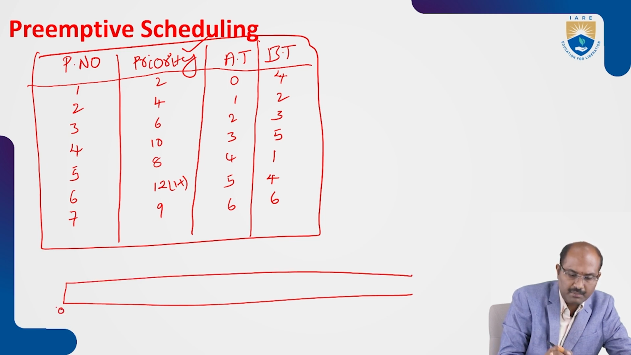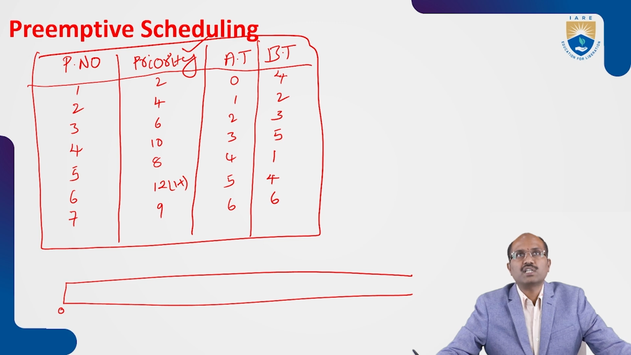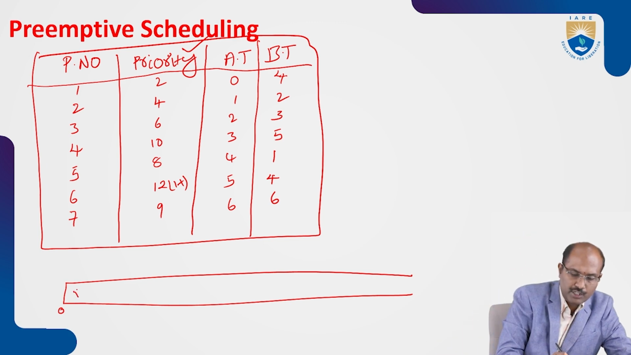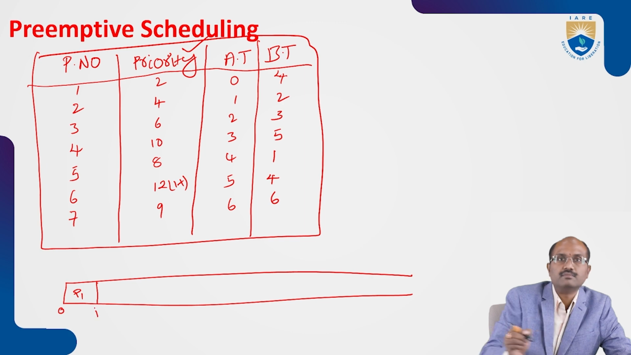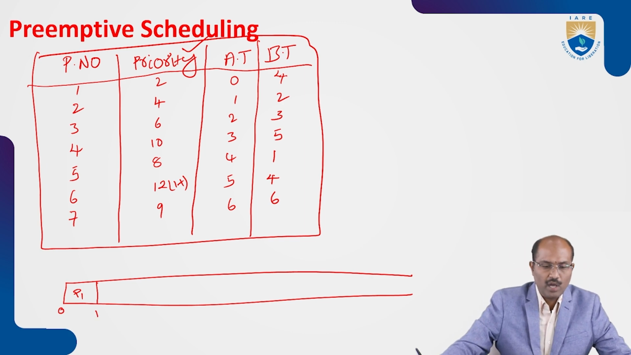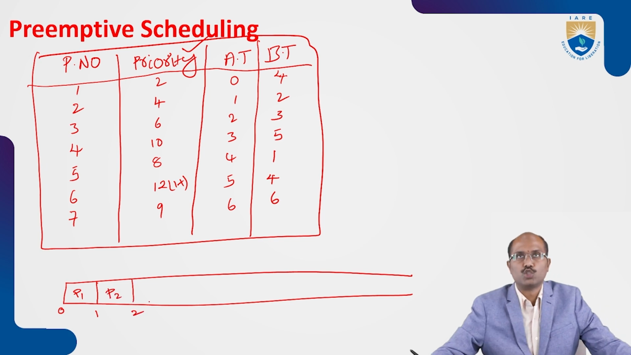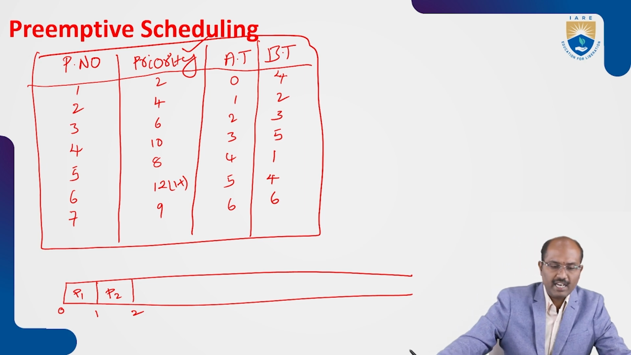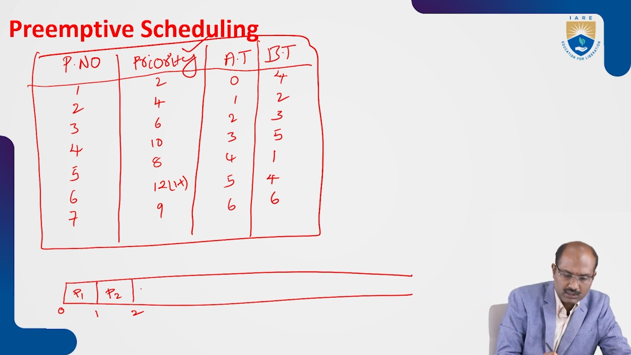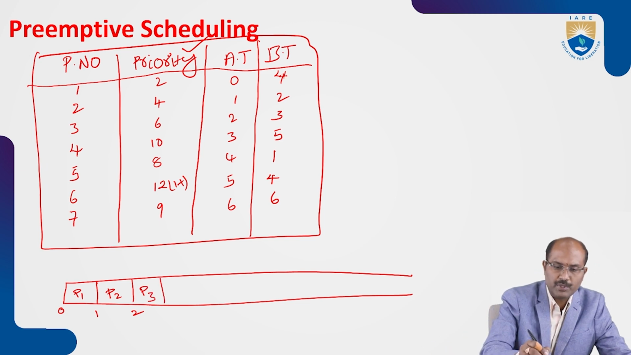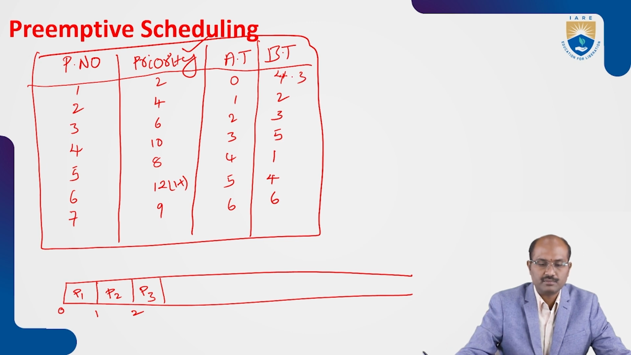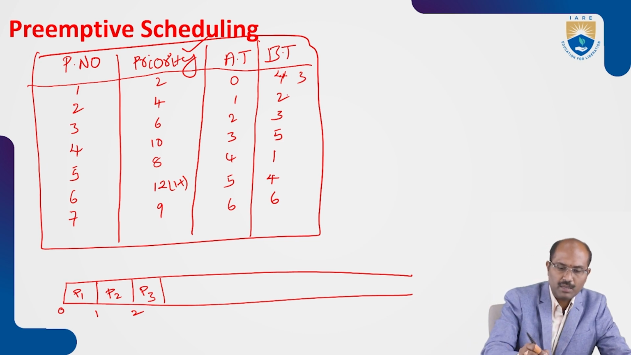At arrival time 0, the first process P1 enters the CPU and executes for 1 unit of time. Then at arrival time 1, process P2 enters and executes 1 unit of time. Now at arrival time 2, process P3 enters and executes 1 unit of time. Here P1 completed 1 unit of time, with 3 units remaining, and P2 completed 1 unit of time, with 1 unit remaining.